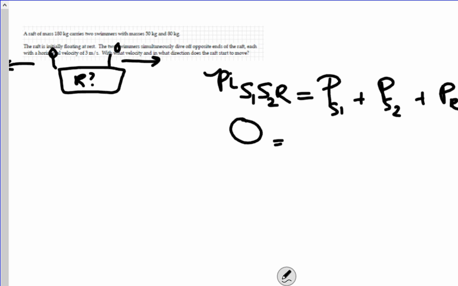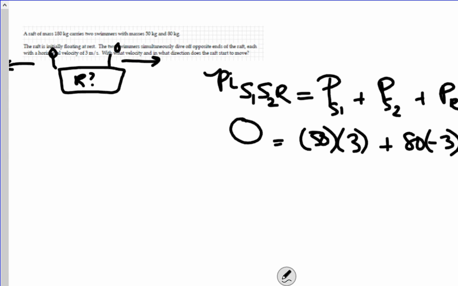So the swimmer number 1, mass of 50 kilograms. And I made this one the positive 3 for his velocity. You can make it negative. It doesn't really matter. It'll just change the sign on your answer. Your second swimmer has a mass of 80. I figured he's dropping off the opposite end of the raft, so I made him negative 3. Again, if you flip this one to positive 3 and then the 50 kilogram swimmer to negative 3, you'll still end up with the right direction for the raft, which is good.